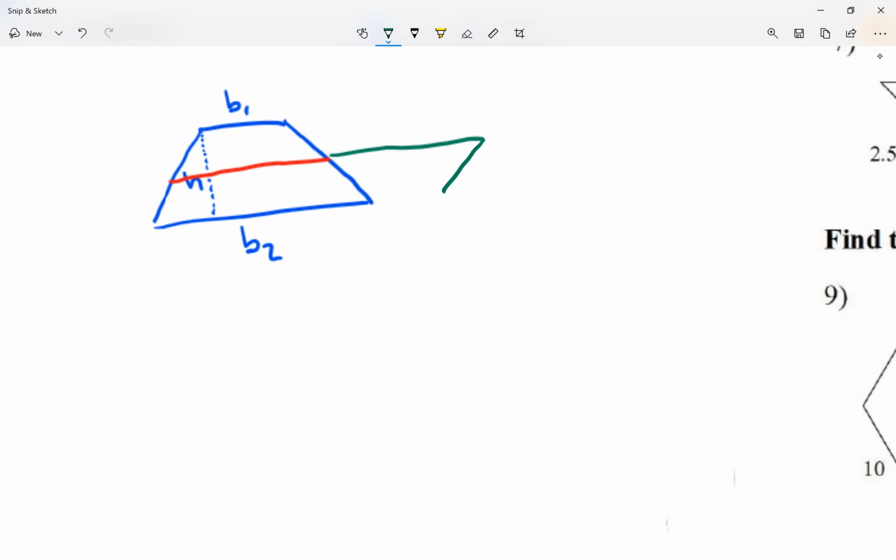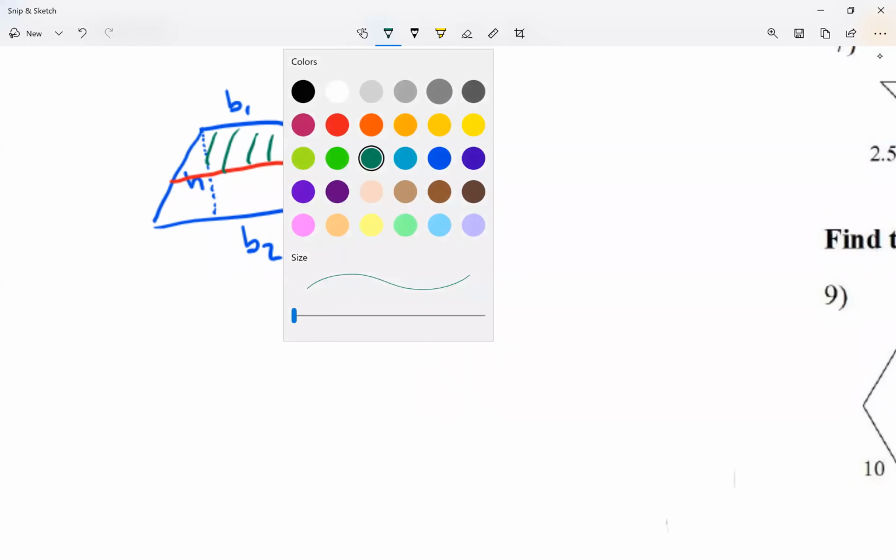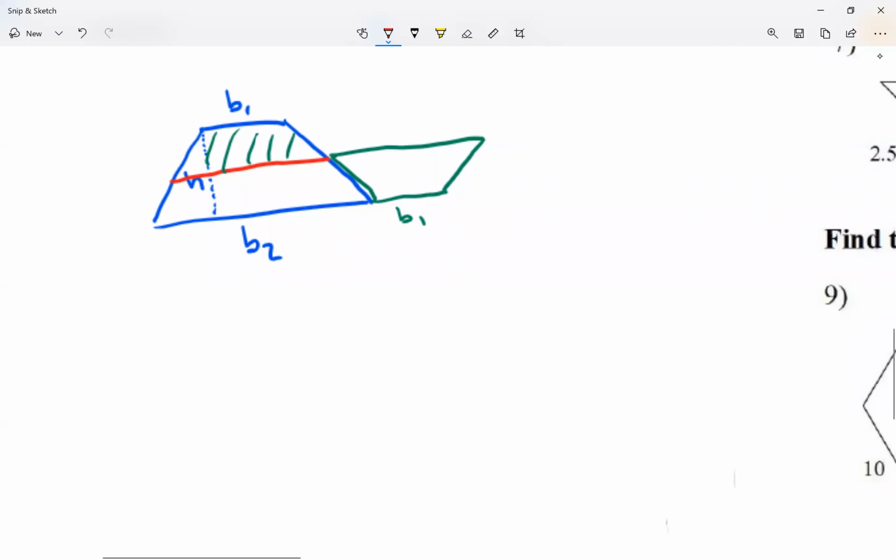If I was to flip it over, it will look like this. So the top part, let me do this. I cut it out, I flip it over, and then I put it at the side. I know this little part right here, it is base 1. The interesting part of a trapezoid is that I just created a parallelogram.